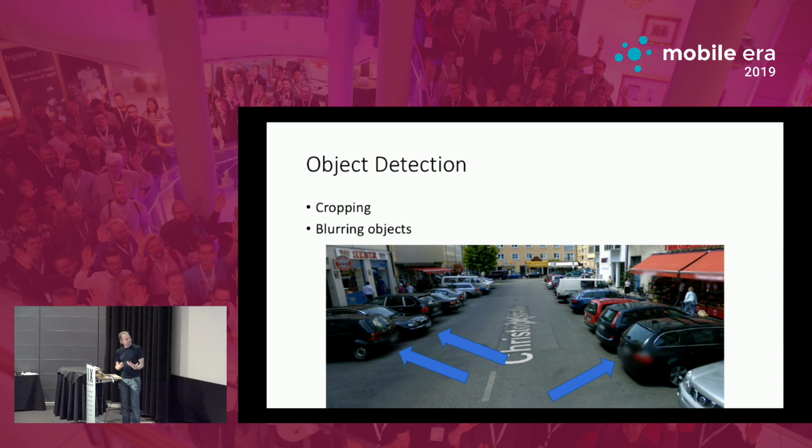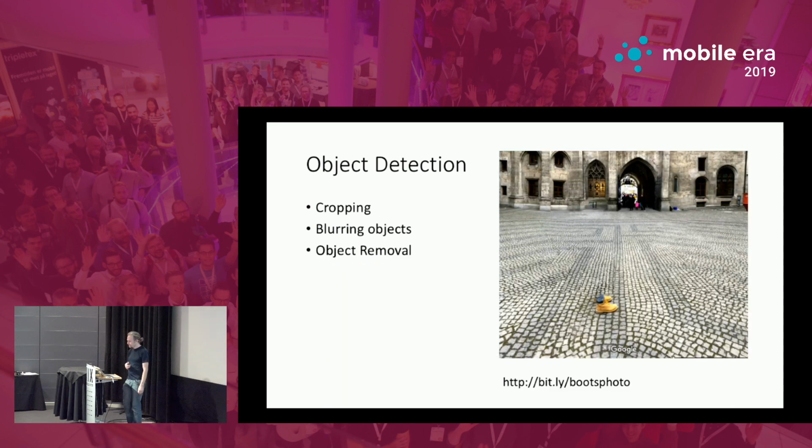Google Maps uses this to identify license plates, and they blur them out because they want to keep that sort of personalized information anonymous. And they'll do it with signs and numbers on doors and things as well. So they'll identify something and blur it out.